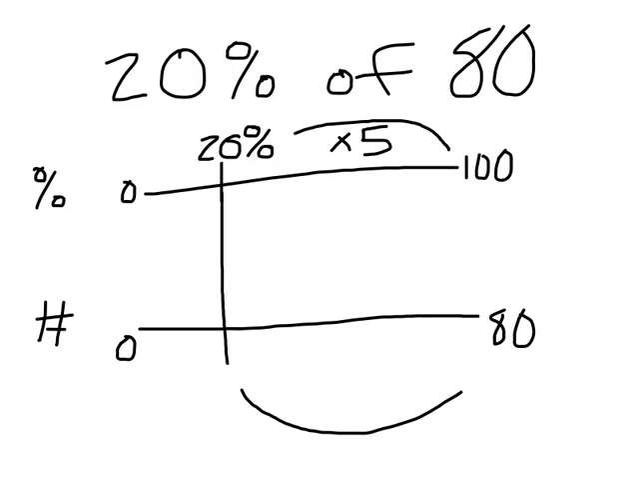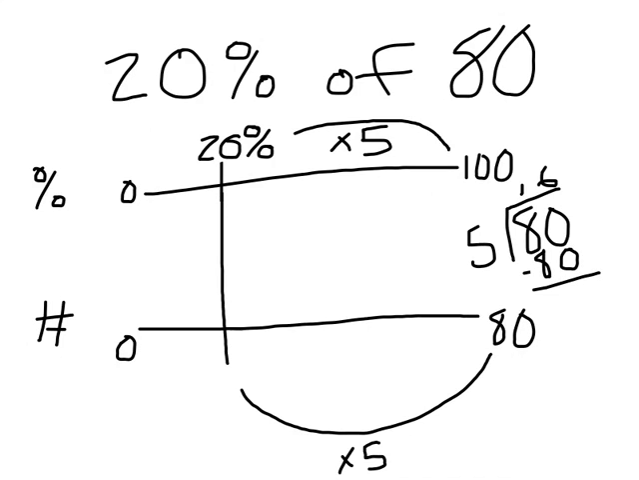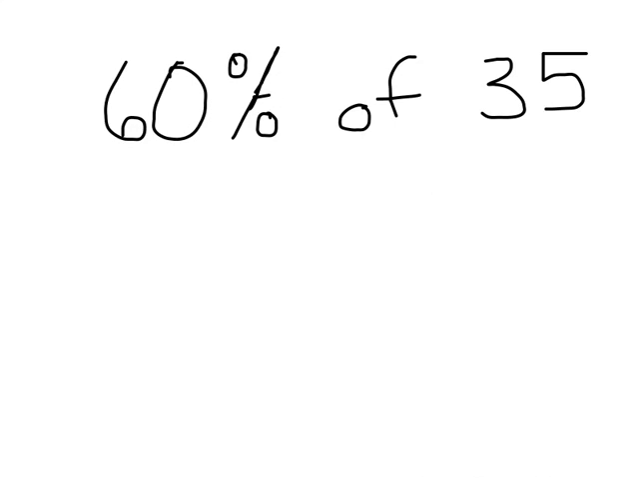So I have to figure out what I can multiply by 5 to get to 80. The easiest way to do that is to divide 80 by 5. That would give me 16. So 20% of 80 is 16. Let's look at another example.